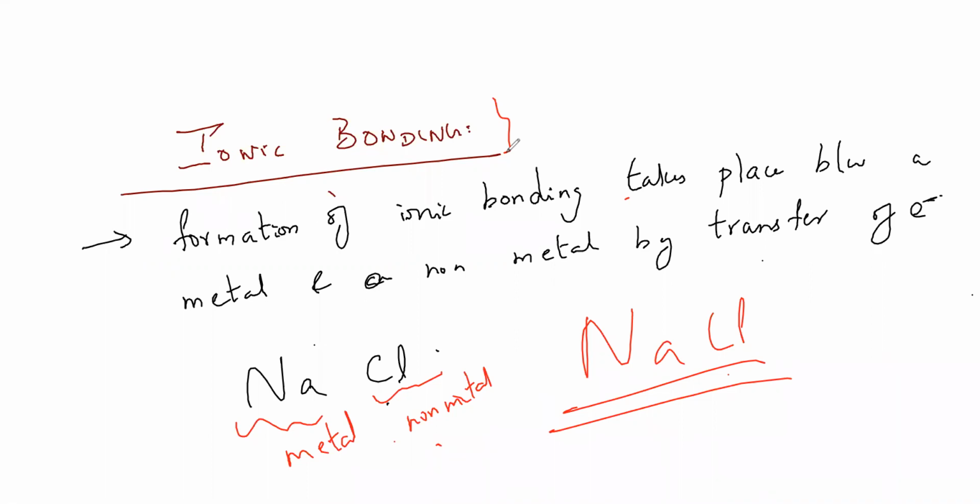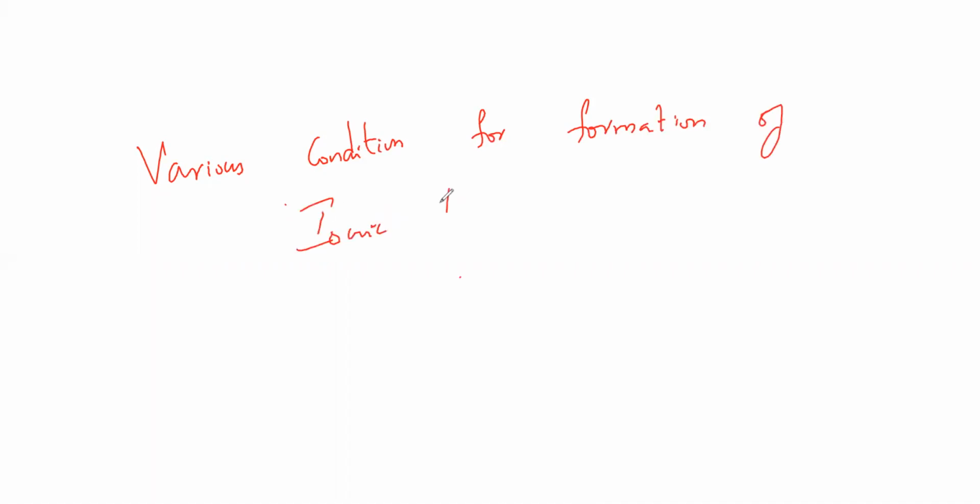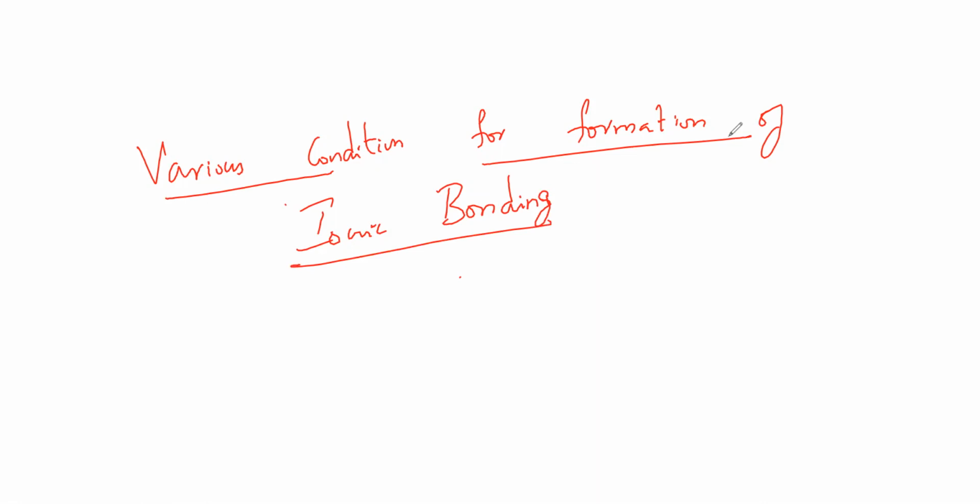Correct? Next thing is, what are the various conditions for the formation of ionic bonding? Okay, I'll tell you. There is something called ionization enthalpy. Low ionization enthalpy.